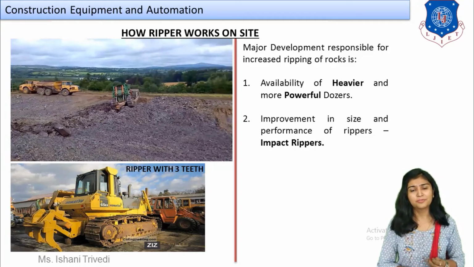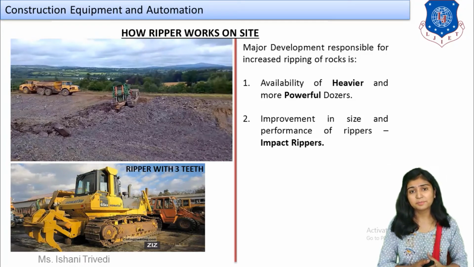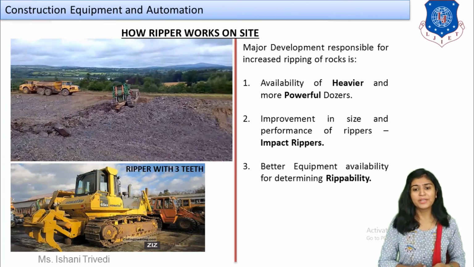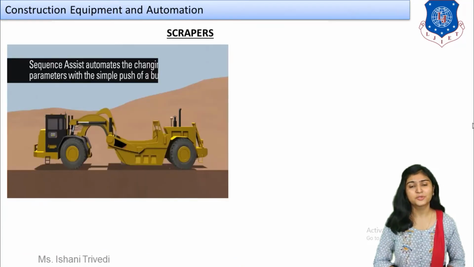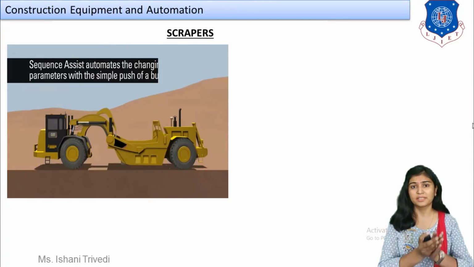Improvement in size and performance of rippers, right? There are also many types of rippers. We have impact rippers, which are a special type, because when you are ripping, it is going to create an impact force on the rocks. To resist this, we have impact rippers. Then better equipment availability for determining the rippability of the rocks, which we discussed we will always have to determine. Improved technology.